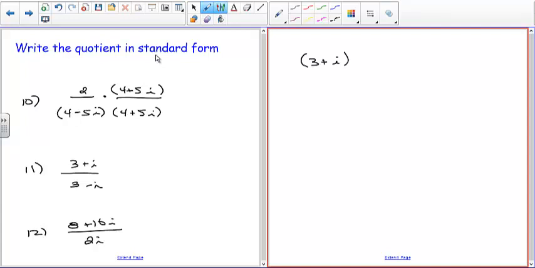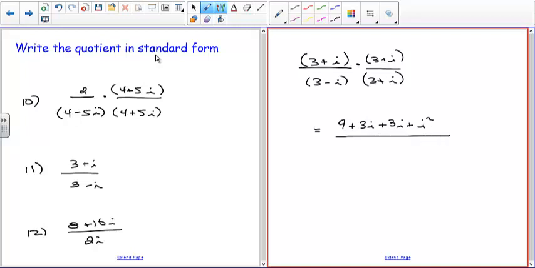3 plus i in the numerator, 3 minus i in the denominator. So you multiply by the complex conjugate of the denominator in both the numerator and the denominator. So in the numerator, you're going to end up with 3 times 3, which is 9. You'll have plus 3i plus 3i, plus i squared, i times i. In the denominator, we have 3 times 3, which is 9. The inner and outer cancel out, and you'll have plus negative i times positive i.